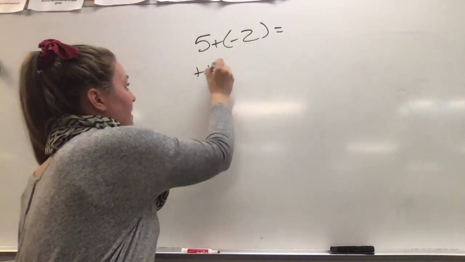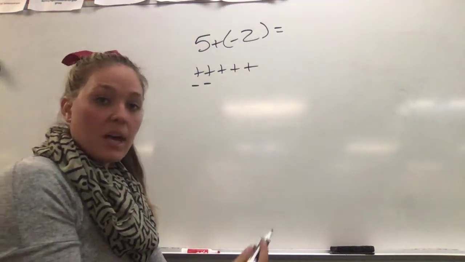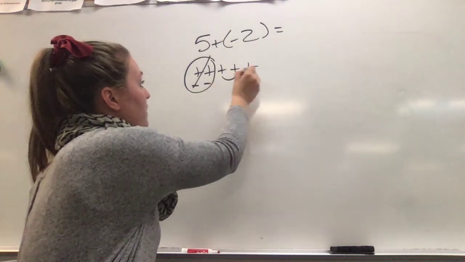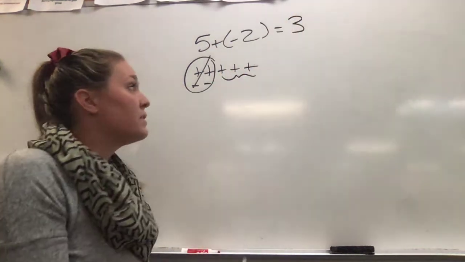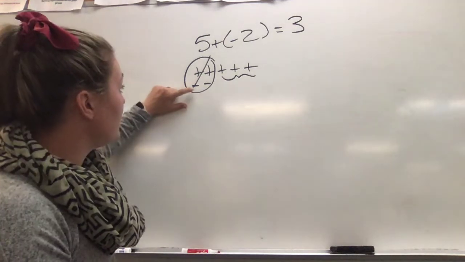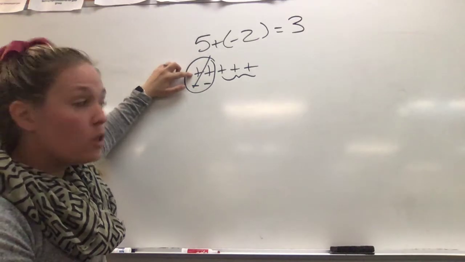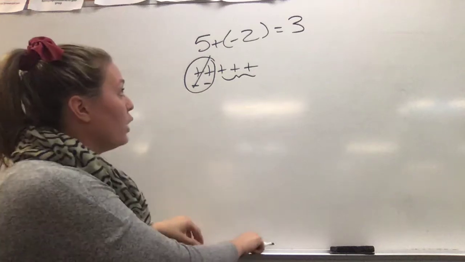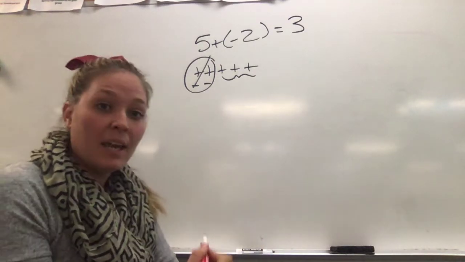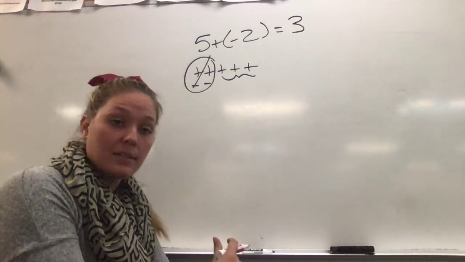So let's start with our 5 positive integer tiles. We're going to add our 2 negative tiles, and we know that these will cancel, so we have 3. So 5 plus negative 2 is 3. But really what we did is when we added these 2 negative tiles, it was the same thing as taking away those 2 positive tiles. So rule number 1 is adding a negative number is the same thing as subtracting a positive number.